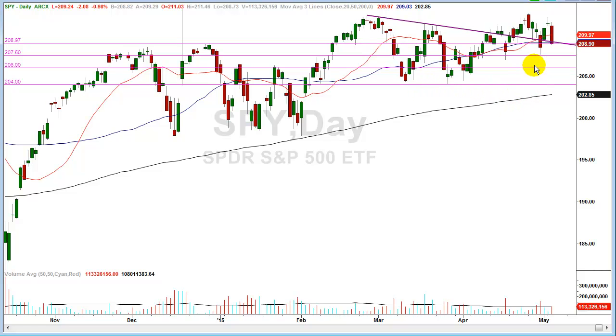On the upside, it's pretty simple. If we close above this downsloping trend line tomorrow, then the market goes back in a bullish tone.